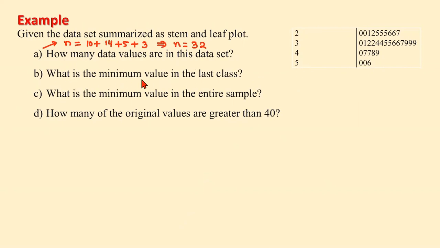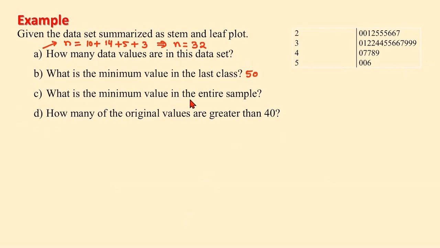But the question is, what is the minimum value in the last class? 20 is the minimum of everything, but this is the last class. In the last class, we have 50, 50, 56. So the minimum value in the last class is 50. Let me write the next line there so that you don't get confused right here, 50.